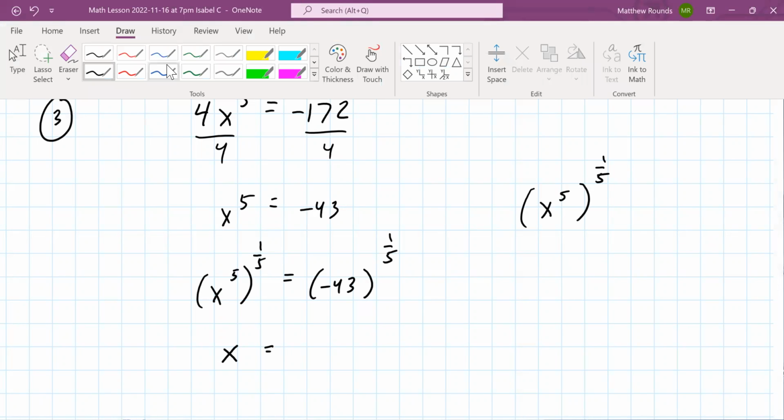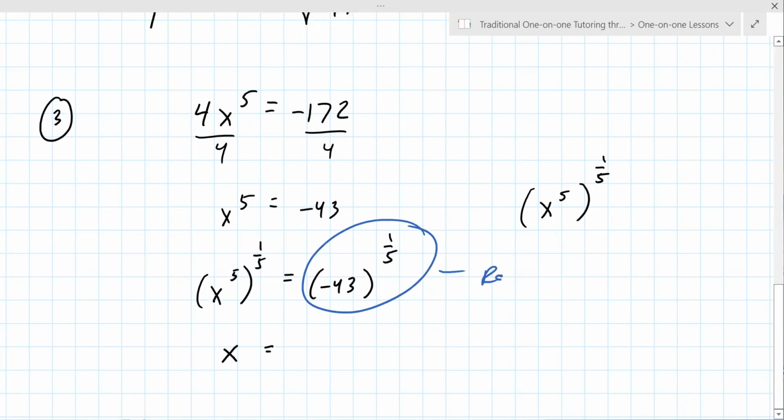On the right, you can write this in blue. I'll just circle this in blue. We want to go into radical form. So it's the 5th root of negative 43 to the power of 1. And this is where you would then go to your calculator and approximate it.